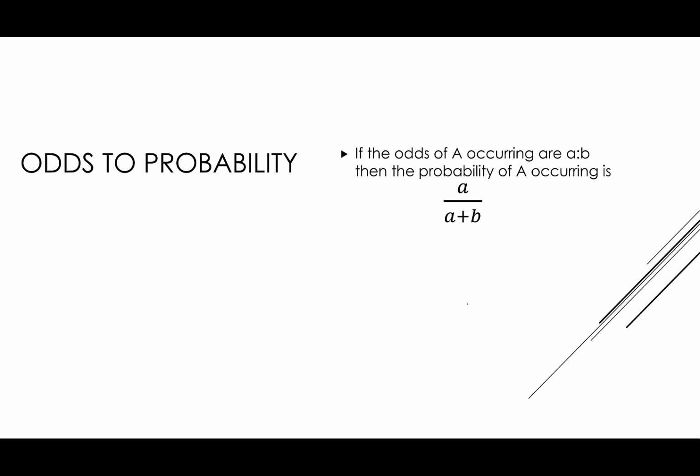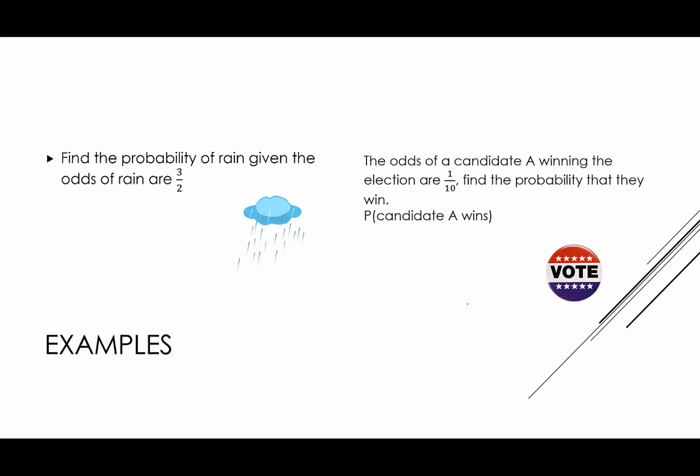If we want to go from odds to probability, we'll use this little definition. It says if the odds of A occurring are A to B, then the probability of A occurring is A over A plus B. Let me show you what that means. Let's find the probability of rain given the odds of rain are 3 to 2. So that says for every 3 ways that it can rain, there's 2 ways that it won't. What's important is that there are 5 possible things that can happen. 3 plus 2 is 5, so this is 3 over 5, which would be 60%.